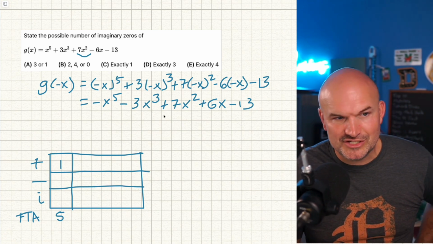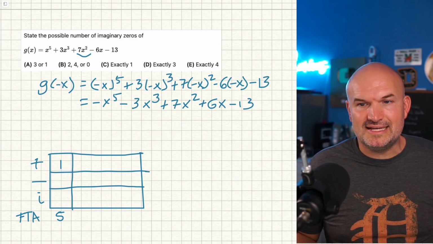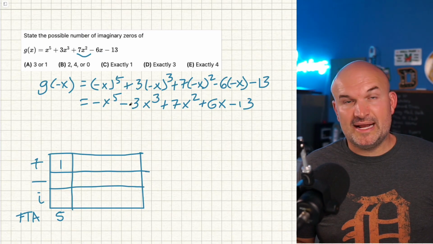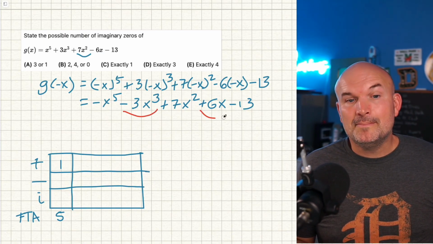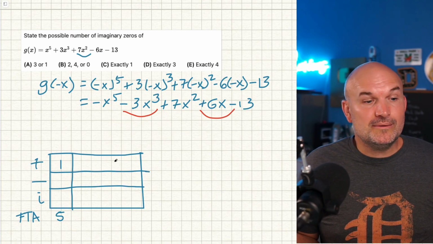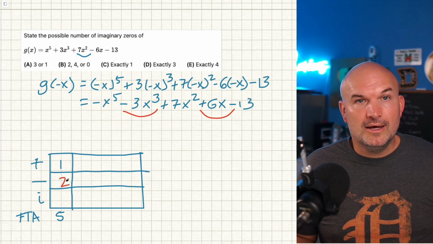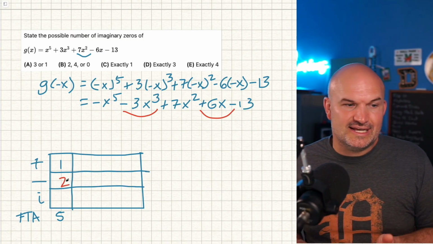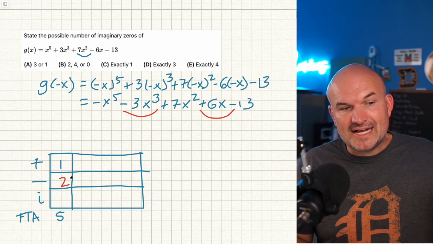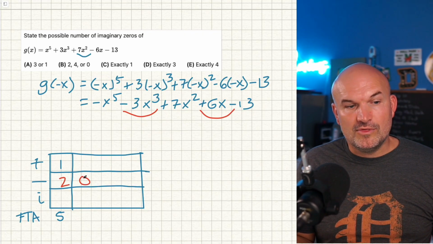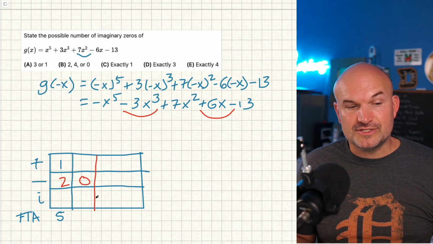We have some sign changes, so let's go ahead and count and see how many we have. We go from negative to negative, doesn't count. Negative to positive, it does count. Positive to positive, doesn't count. Positive to negative, does count. So for the number of negative roots, we have 2, but Descartes' Rule of Signs says it's the number of sign changes minus an even number. So I can actually subtract 2 from 2 to give me 0. Those are going to be our options.